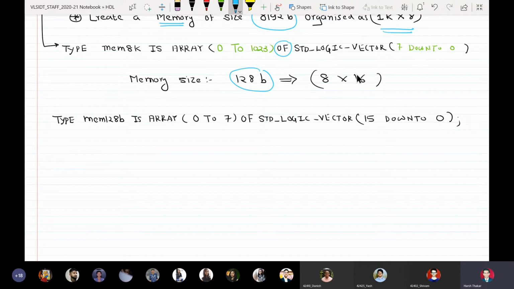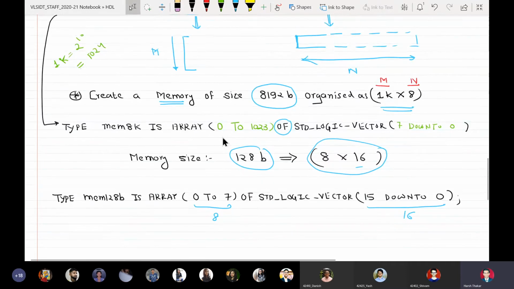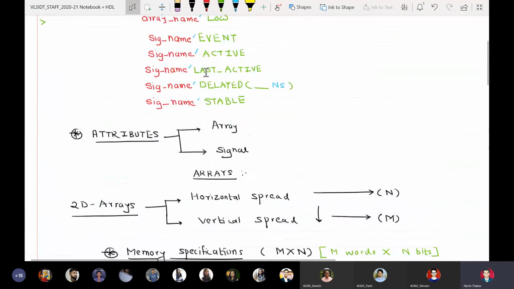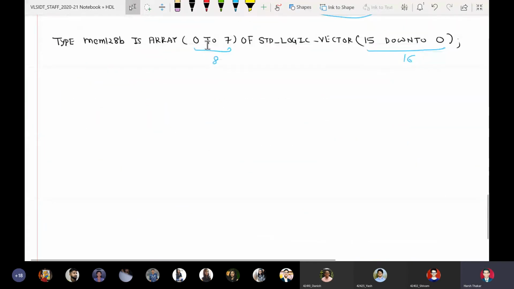Okay, so 128 bits, 8 by 16. This is that 8 and this is that 16. Okay, similarly this is my 1024. This is my 8. Okay, so this is how 2D arrays are created. Now what we will do, we will study attributes. Okay, so array attributes.